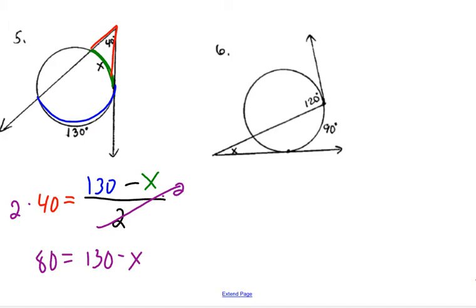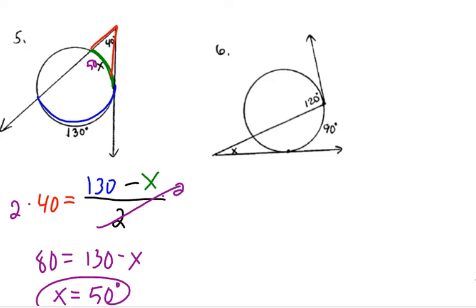Either subtract your 130 or add x and then subtract 80, and you should be getting 50 degrees for our angle measure there. Or I mean our arc measure, sorry. Again, if you want to plug it in, do a quick check, 130 minus 50 divided by 2, and you're going to end up with 40 degrees.